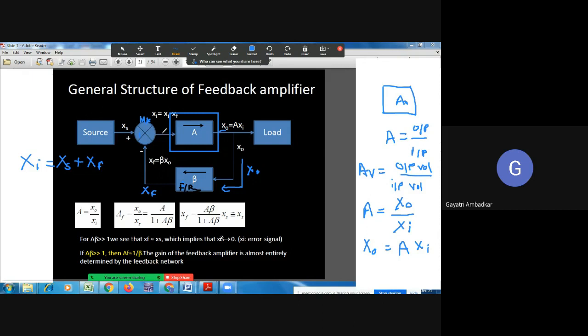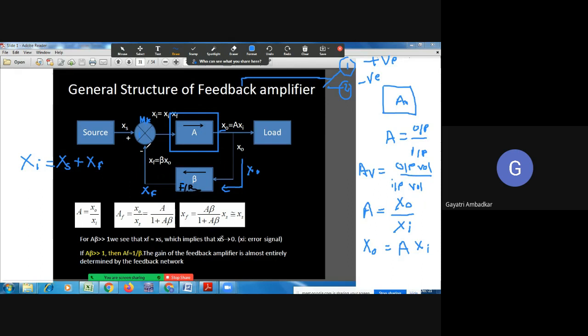What is XI? XS plus XF. If the feedback signal and the input signal both are in phase, then we call that feedback a positive feedback. Remember the definitions of positive feedback. There are two types of feedback. First is positive feedback and second is negative feedback. So if the input signal and the feedback signal are in phase, it is called positive feedback.